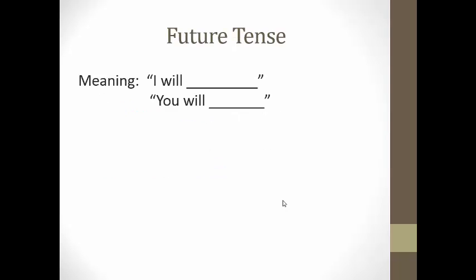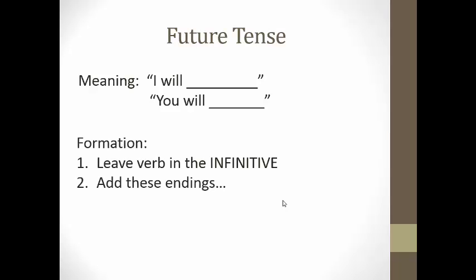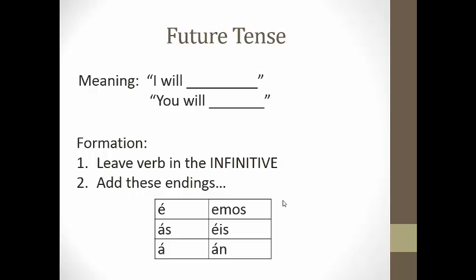The future tense is you're going to use it anytime you want to say, I will study, we will walk, they will talk, etc. To form it, step 1, you must leave the verb in the infinitive. Then you will add these endings, á, ás, á, emos, án.